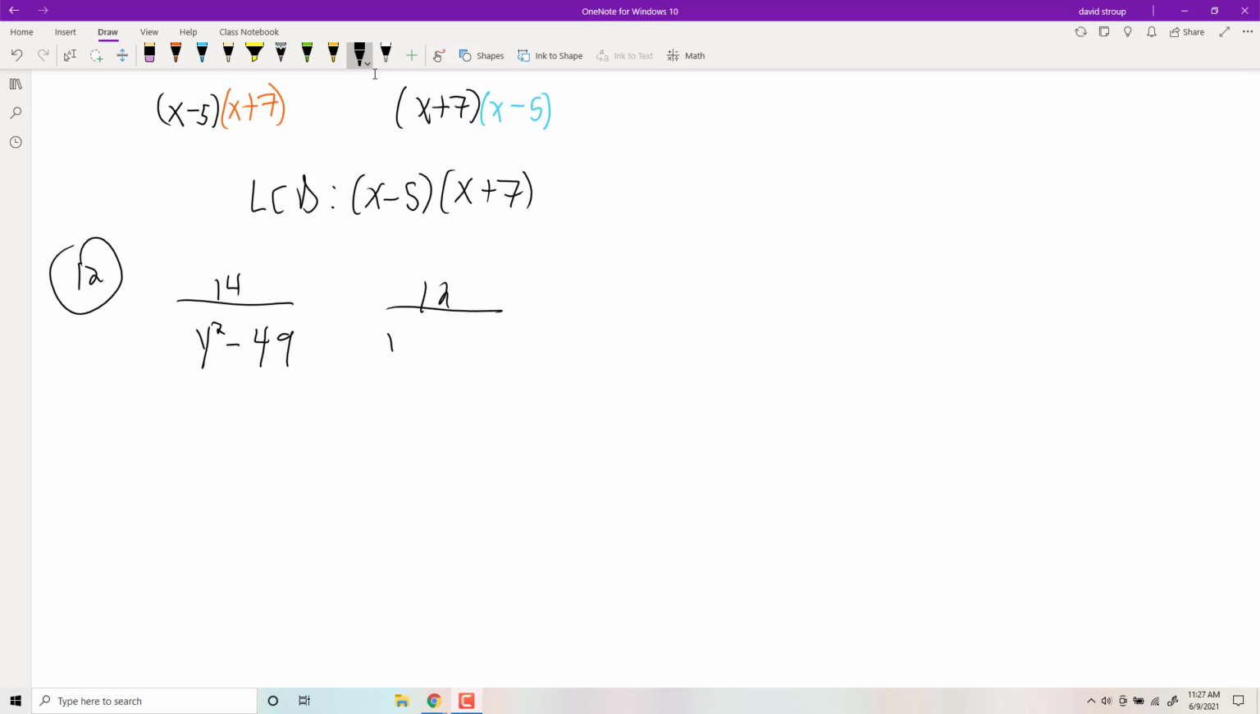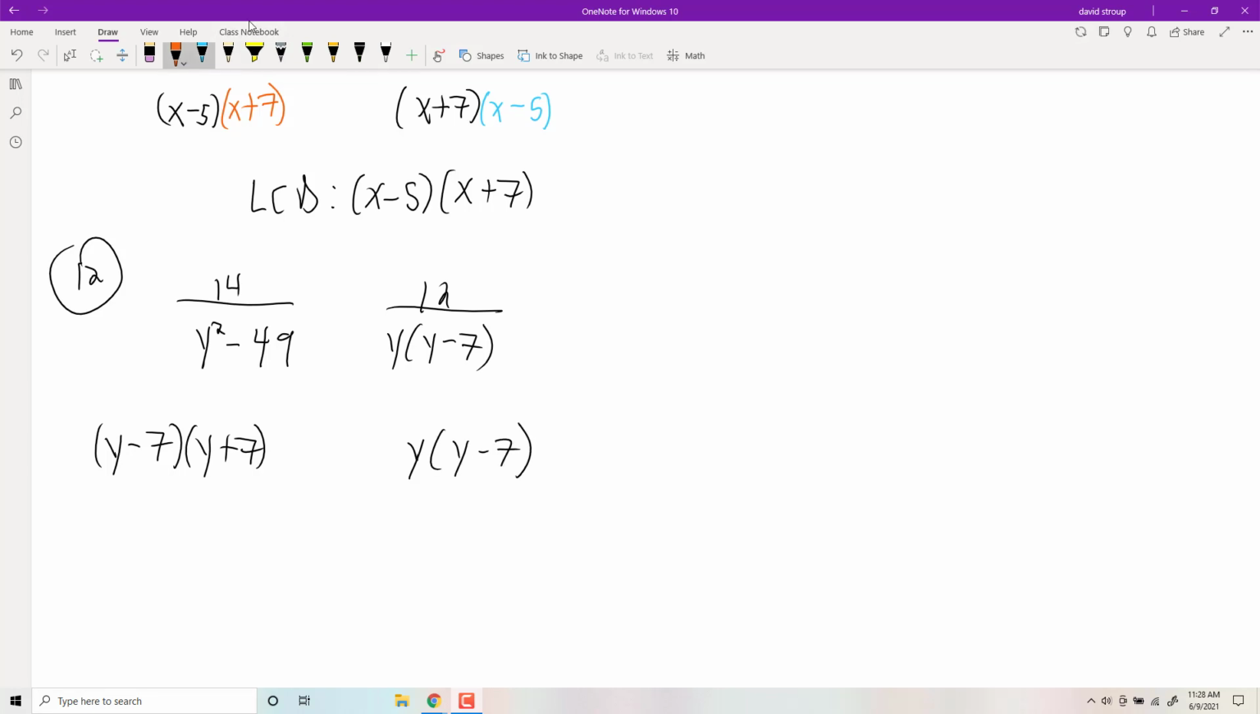Okay. Next, 14 all over y squared minus 49. And then the other fraction, 12 all over y times y minus 7. Okay. First denominator is not factored, so I need to factor that guy. So I got y minus 7 times y plus 7. Second denominator is already factored for me.